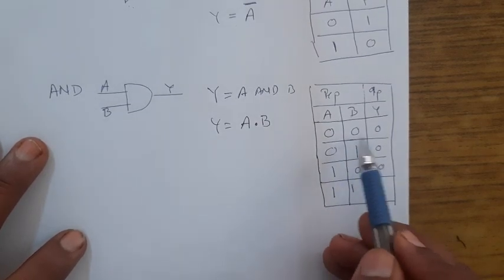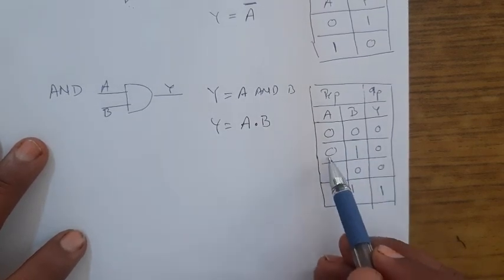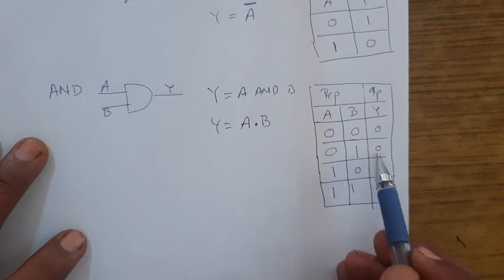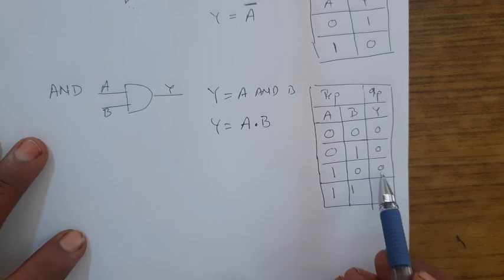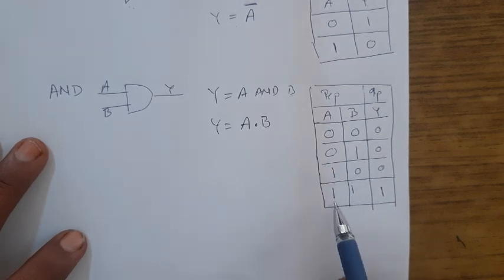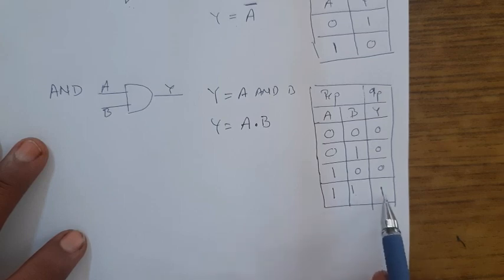If A is 0, B is 0, output is 0. If A is 0, B is 1, then the output is 0 because A is 0. If A is 1, B is 0, again the output is 0 because B is 0. And when both A and B are 1, then the output is 1.